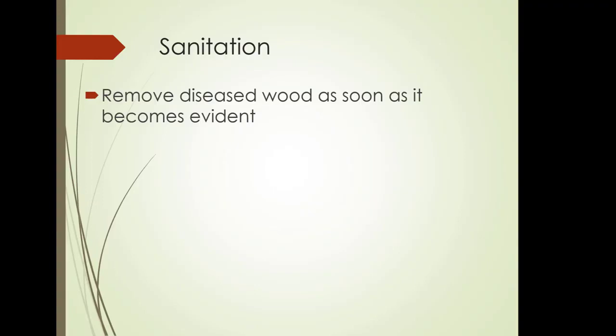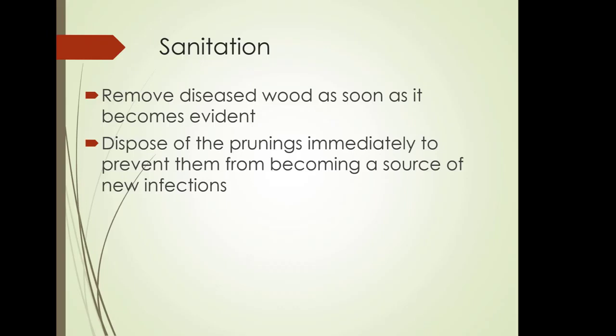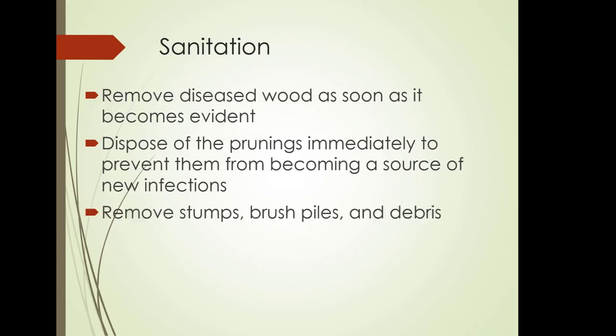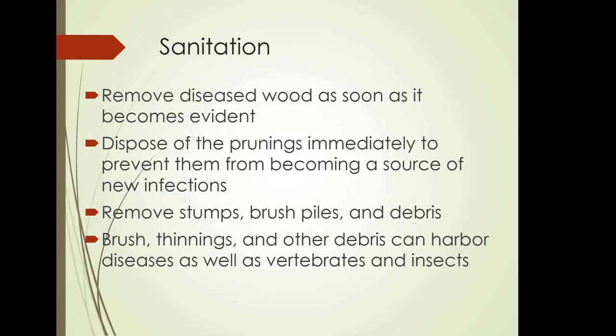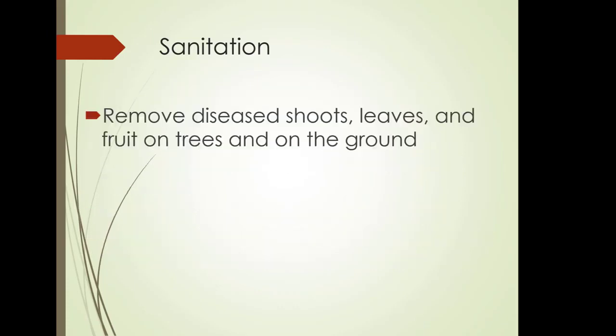Sanitation includes removing diseased wood as soon as it becomes evident. Dispose of your prunings immediately to prevent them from becoming a source of new infections. Remove your stumps, brush piles, and debris. Brush thinnings and other debris harbor diseases as well as vertebrates and insects. You want to remove diseased shoots, leaves, and fruit on trees and on the ground. And you're getting rid of this. You do not want to compost this stuff.